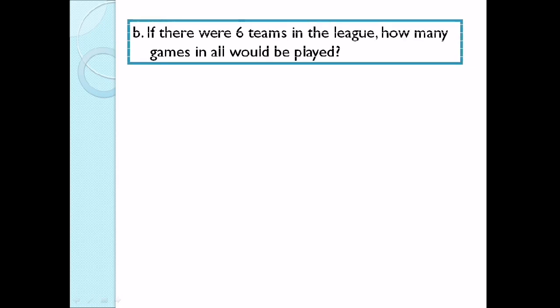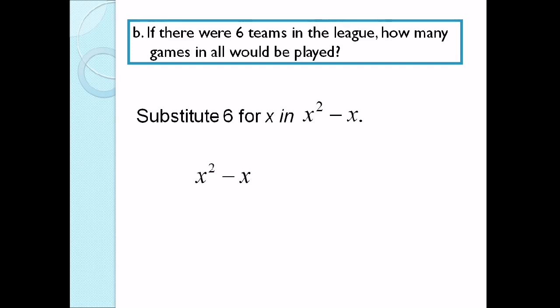Okay, so how about the second question? If there were 6 teams in the league, how many games in all would be played? We need to substitute 6 for x in x squared minus x, that is the total number of games. So you just substitute 6 in every x. So you have 6 squared minus 6. That is, 6 squared is 36, minus 6 is 30.